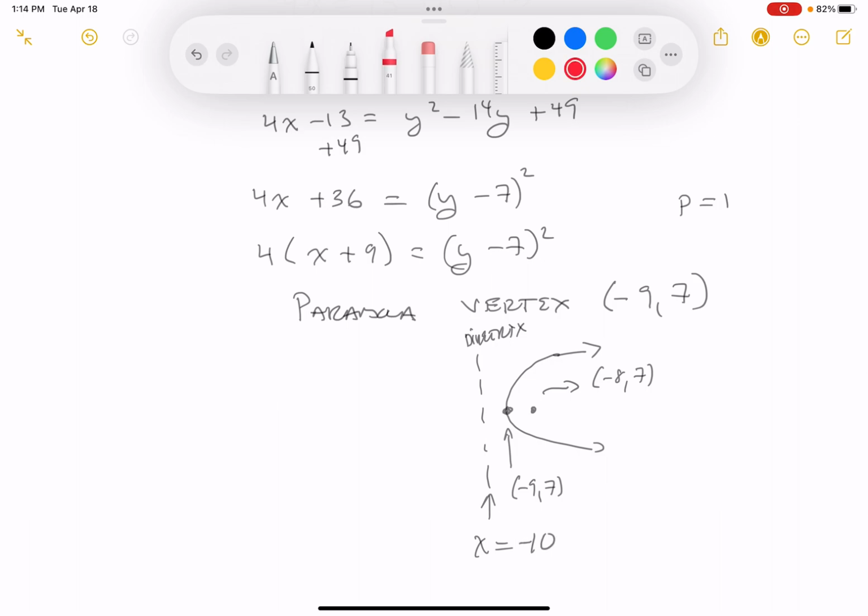Let's look at the key. Mistakes happen, and that's why we give you a key, by the way. I want to see if I got the form right. And I do see this over here. What did they say? They said it was a parabola. They said the vertex is minus 9, 7. They said the directrix is x equals minus 10, and the focus is minus 8, 7. They didn't draw the picture, nor did they ask you to draw the picture in the question. Thank you.